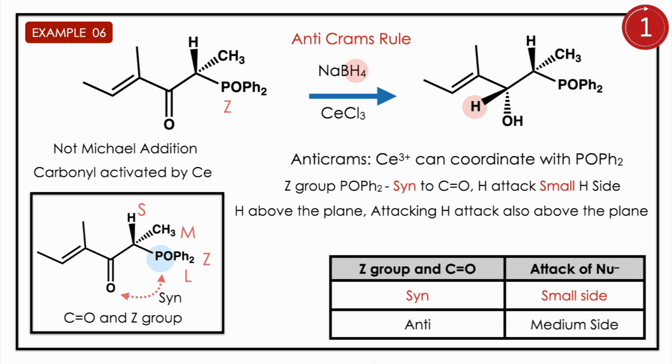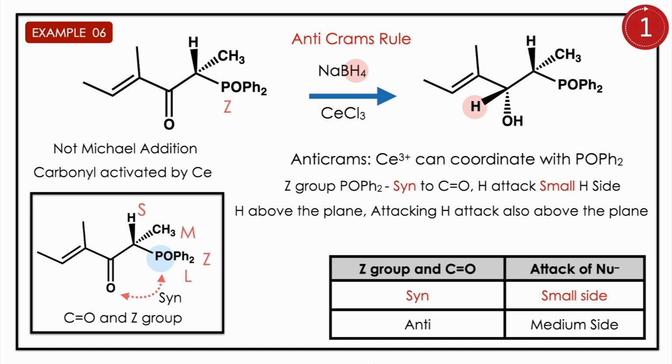Here you have carbonyl and phosphine oxide. Phosphine oxide can coordinate because you are using cerium. Cerium can be involved in the coordination. So chelation is possible, and chelation means anti-Cram's rule. For that we should label the molecule. Let us label large, medium, small and Z group. Large group is phosphine, medium group is methyl, hydrogen is small. Z group is obviously the phosphine.